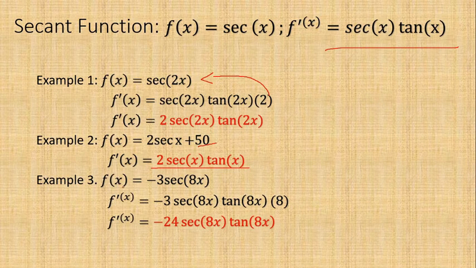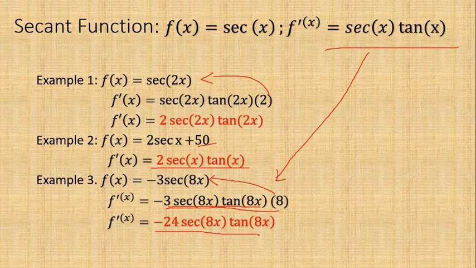Example number 3, f of x is equals to negative 3 secant 8x. Okay? So, using this rule, copy negative 3 secant 8x, then tan 8x, then derive 8x. Don't forget to derive 8x after this one. Then 8 times negative 3 is negative 24 secant 8x tan 8x.